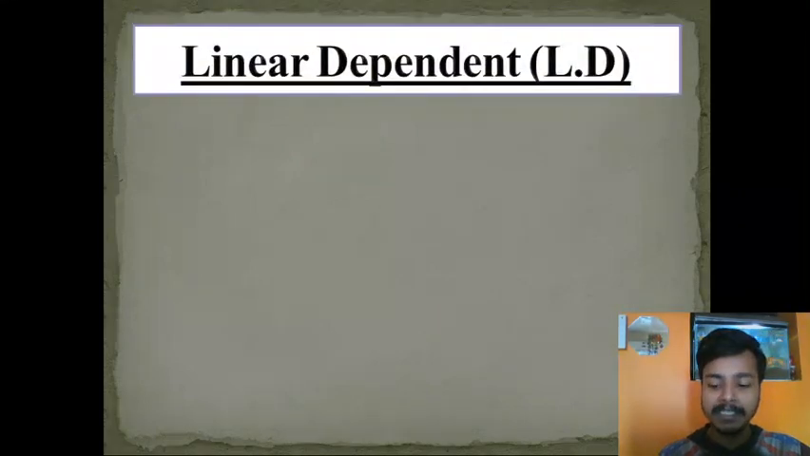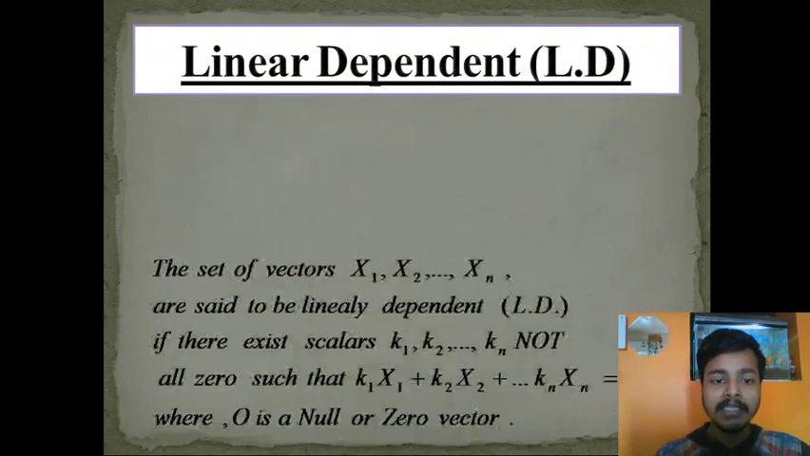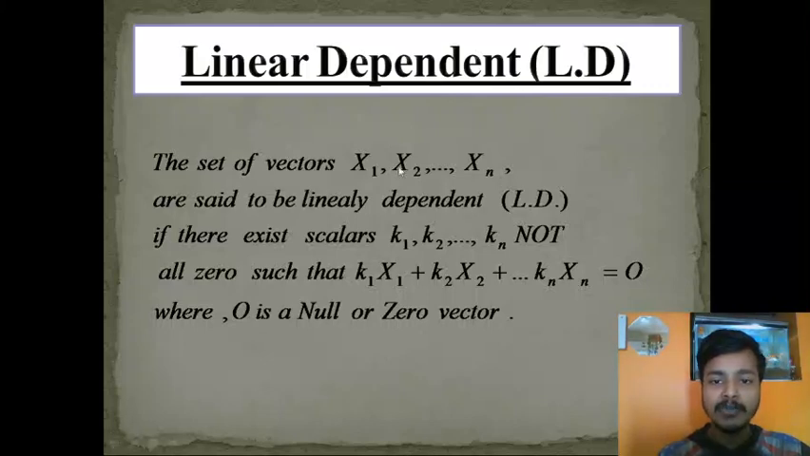The next definition is of linearly dependent. The set of vectors x1, x2, xn are said to be linearly dependent if there exist scalars k1, k2, kn not all 0. You know the meaning of not all 0: at least one scalar should be non-zero, such that the linear combination is equal to 0, where this 0 indicates the null vector or zero vector.